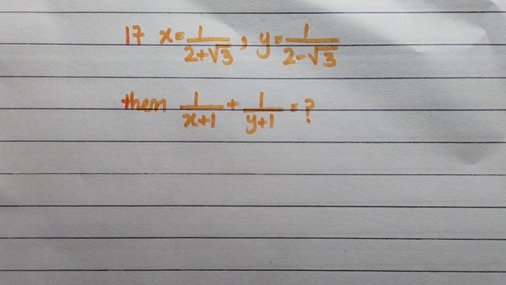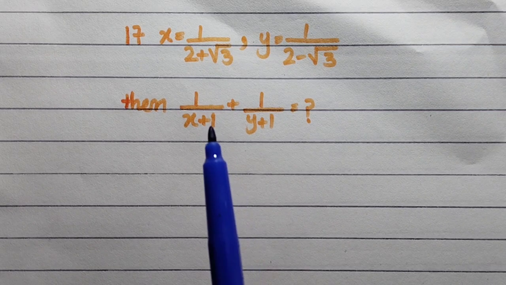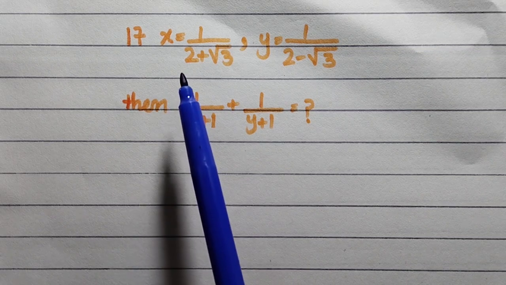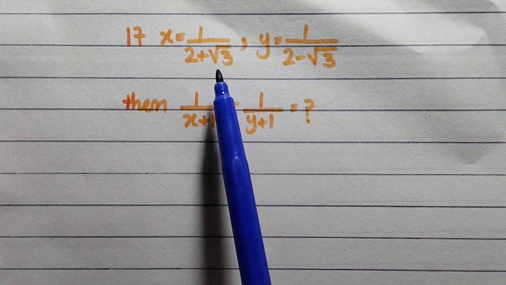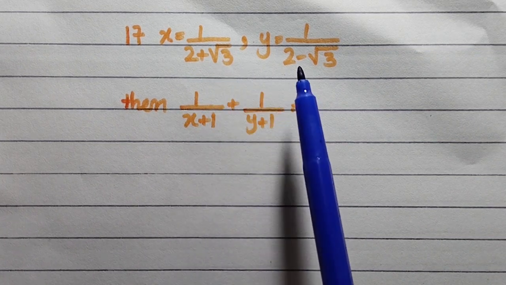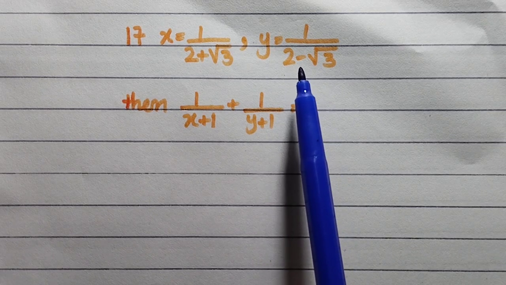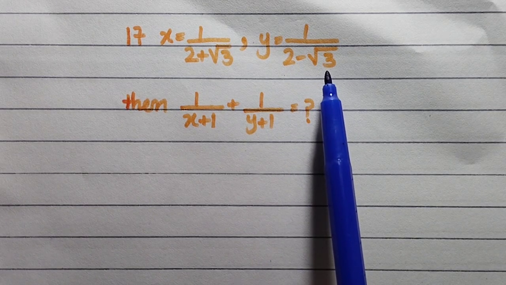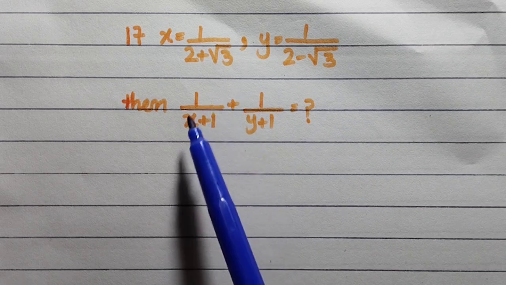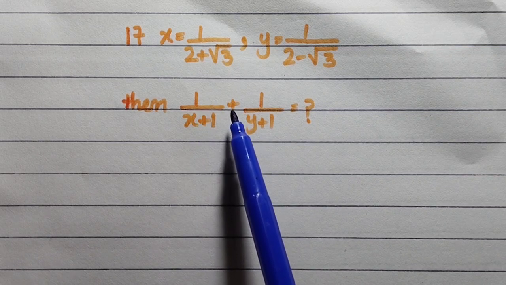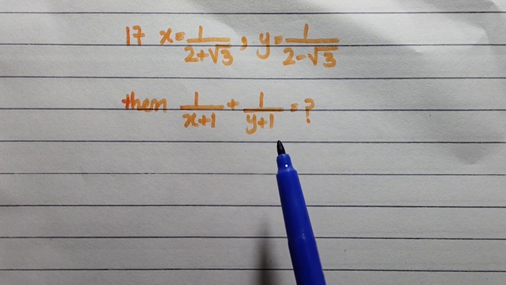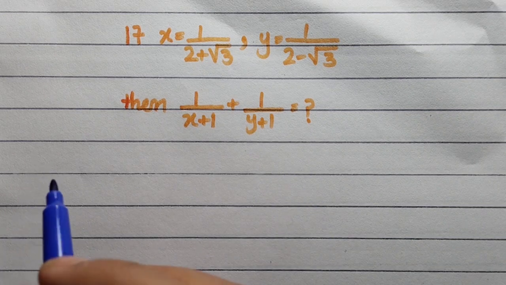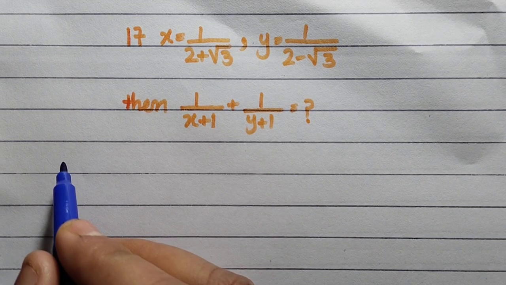In this video, we are going to solve this beautiful math problem, which is that if x is equal to 1 over 2 plus root 3 and y is equal to 1 over 2 minus root 3, then we have to find the value of this term 1 over x plus 1 plus 1 over y plus 1. Let's start the solution. Pause the video and give it a try.